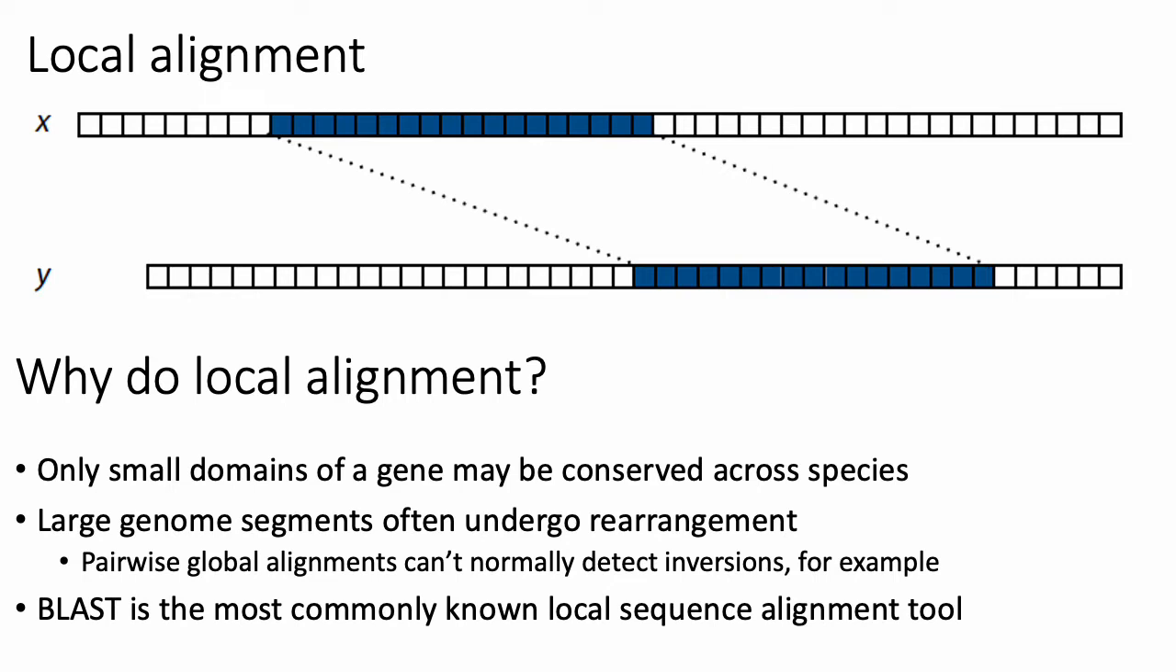One other situation in which doing local alignments may make sense, beyond identifying small conserved gene sequences between genomes, is if you're comparing two genomes, but one of the genomes has undergone rearrangement. Pairwise global alignments, for example, can't normally do a very good job detecting inversions.